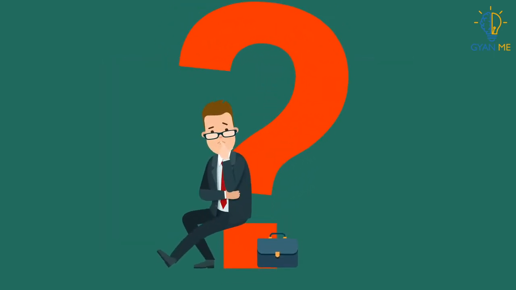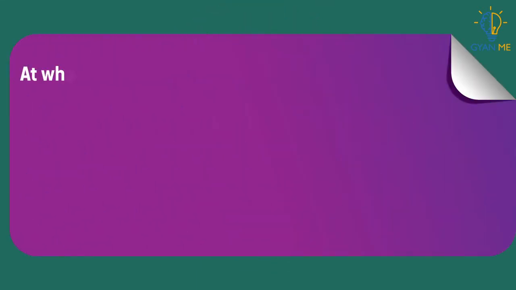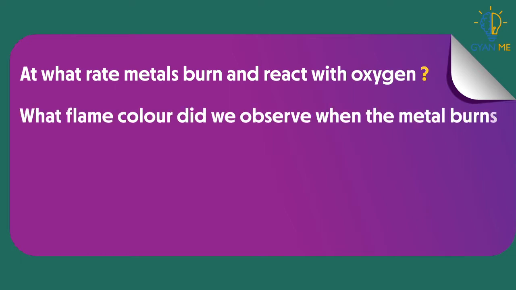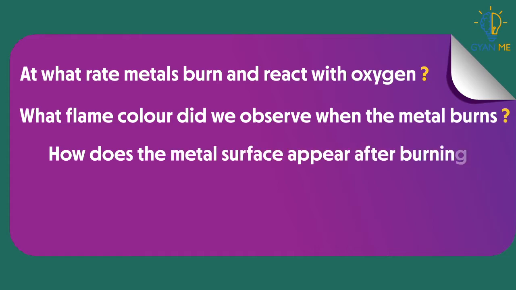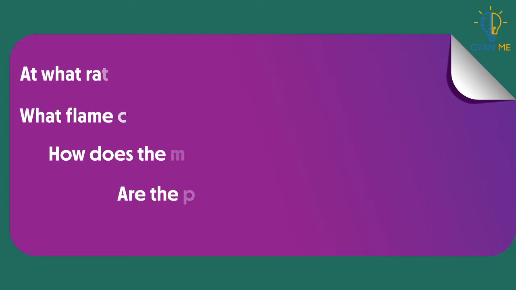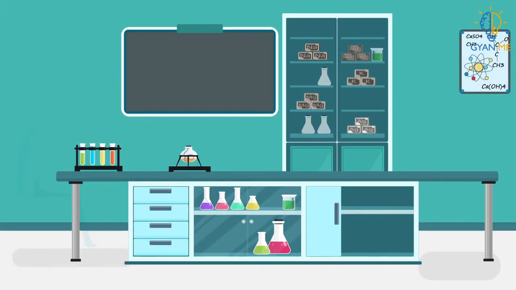We also asked some questions in our last video, like at what rate metals burn and react with oxygen? What flame color did we observe when the metal burns? How does the metal surface appear after burning? Are the products soluble in water? Let us answer them in this video. First, let's see at what rate metals burn and react with oxygen.